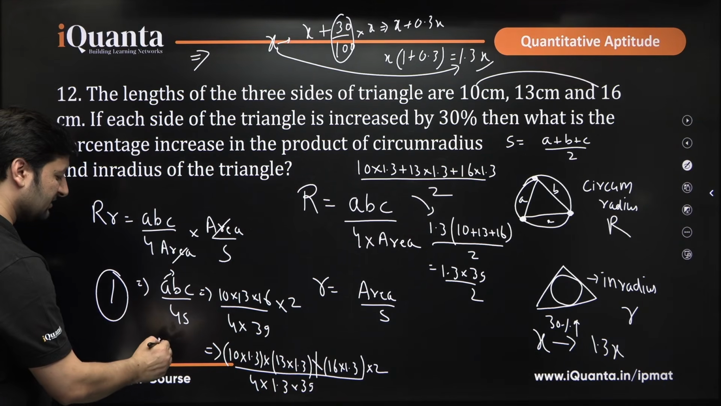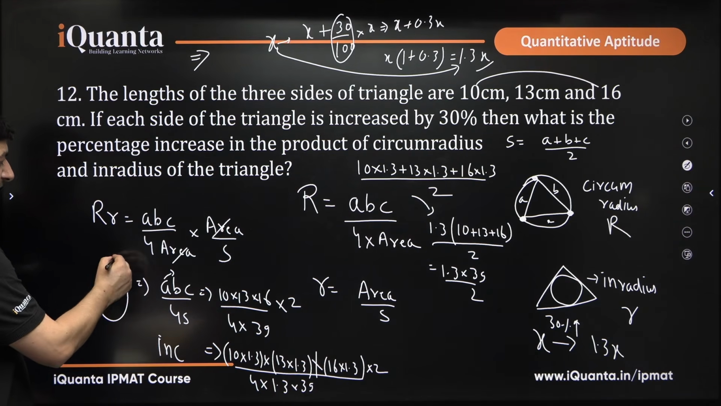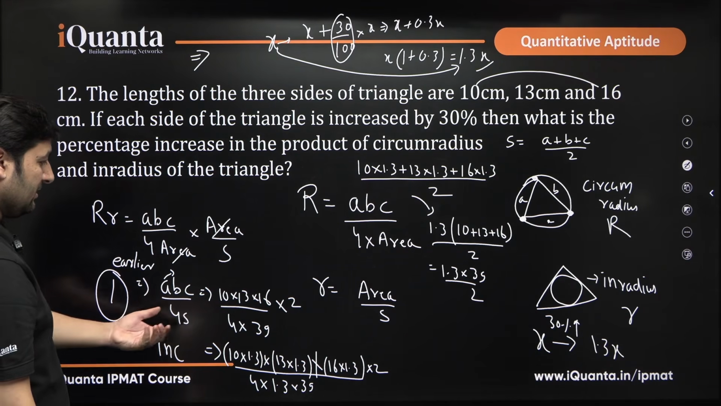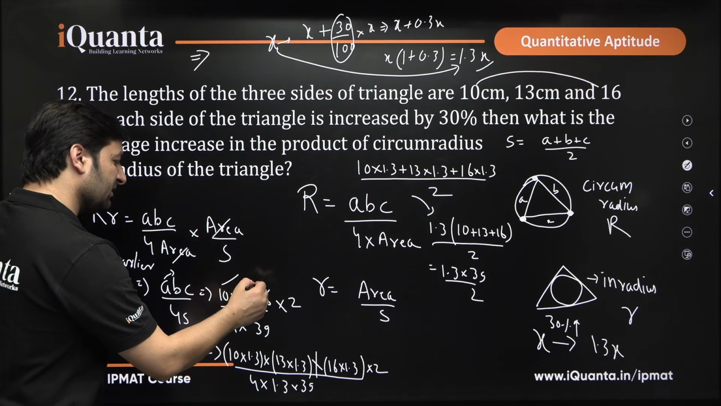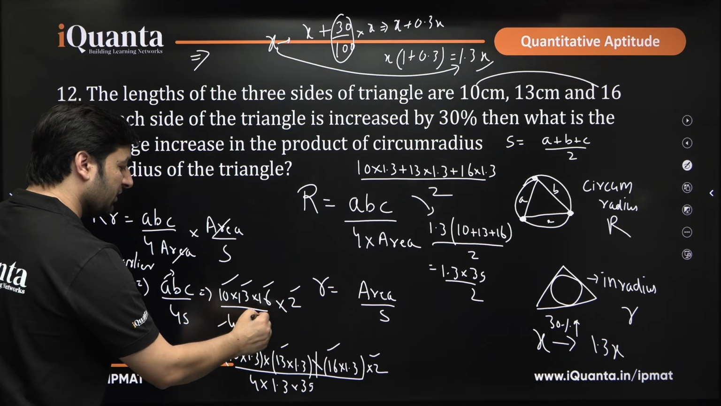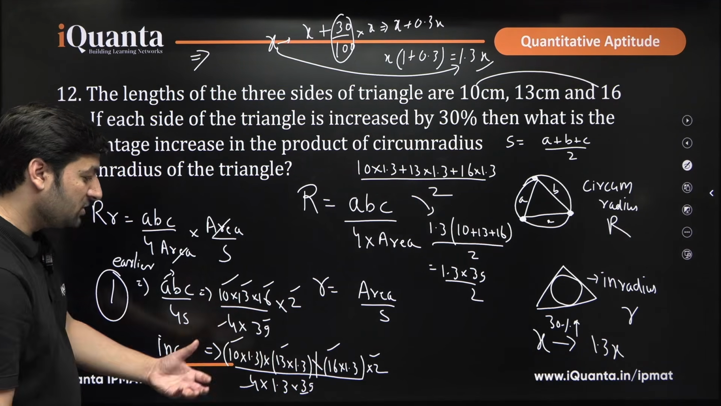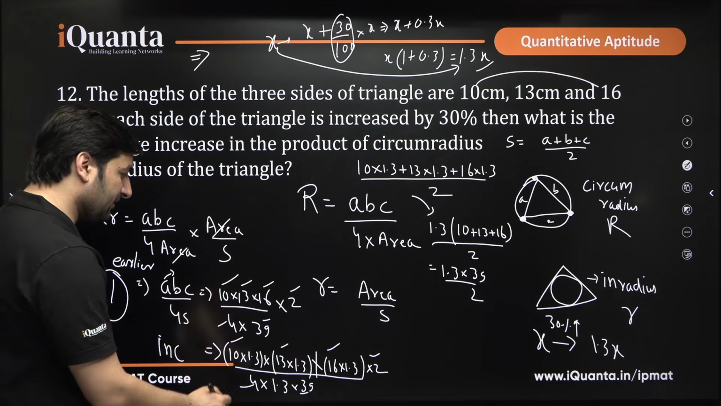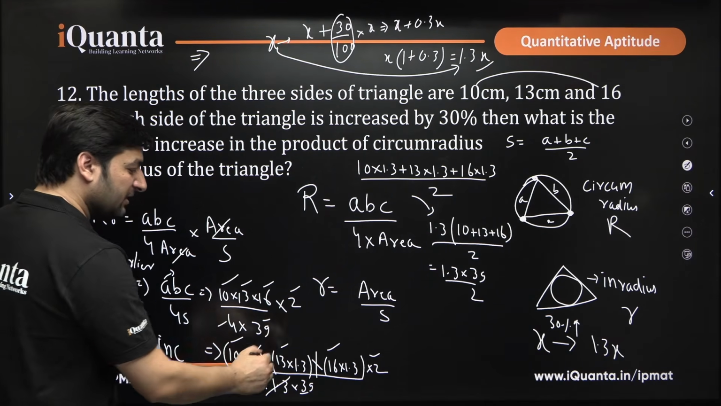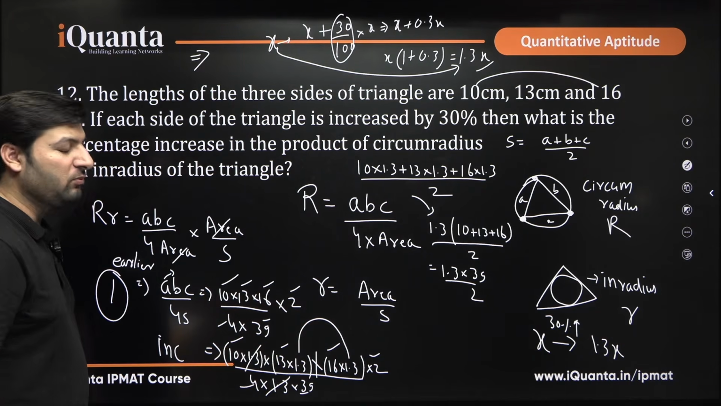This is the increased value, this is the earlier value without increase. So what do you see here? 10 is here, 13 is here, 16 is here, 2 is here, and the same on the other side, 4 here, 39 here, 4 here, 39 here. So what is the ultimate change that you are getting? Everything is the same, just this 1.3 will cancel 1.3. So there will be an ultimate change of 1.3 into 1.3 here.